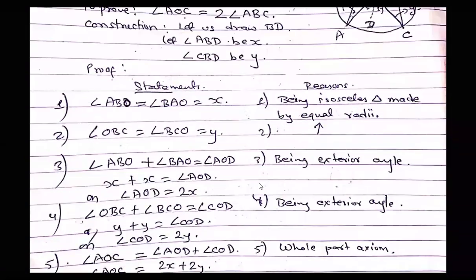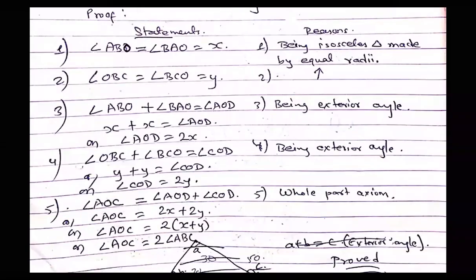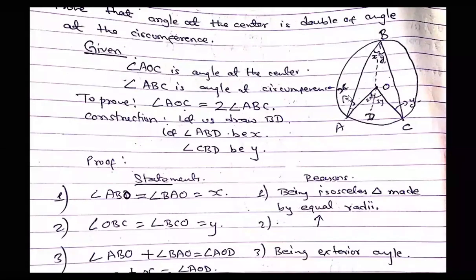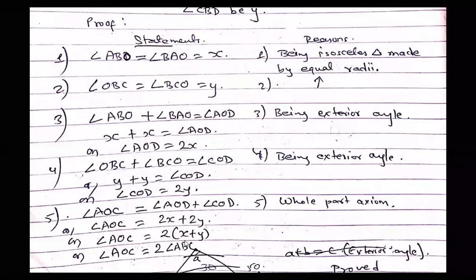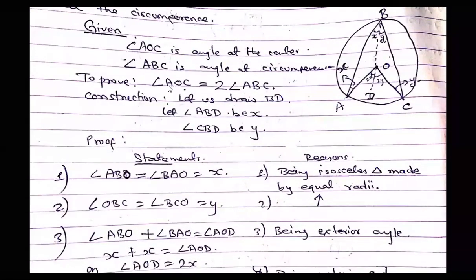Now x plus y, what was given above? x plus y is angle ABC. So instead of writing x plus y, we can write angle ABC. Now what do we have to prove? AOC, when we add 2x plus 2y, 2 common, x plus y remains, and x plus y is ABC. So AOC equals 2 times ABC. So in this way we can prove it.